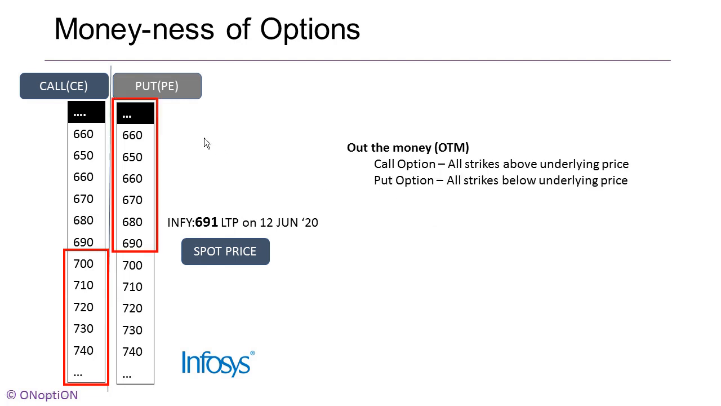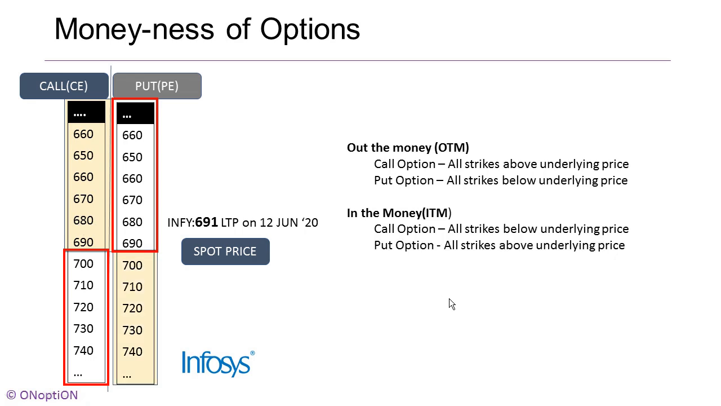In the same way, in put option, all the put strikes below the underlying price are known as out of the money strikes. What are in the money strikes? In call option, all the call option strikes below the underlying price are known as in the money strikes. In the same way, all the put option strikes above the underlying price are known as in the money strikes.